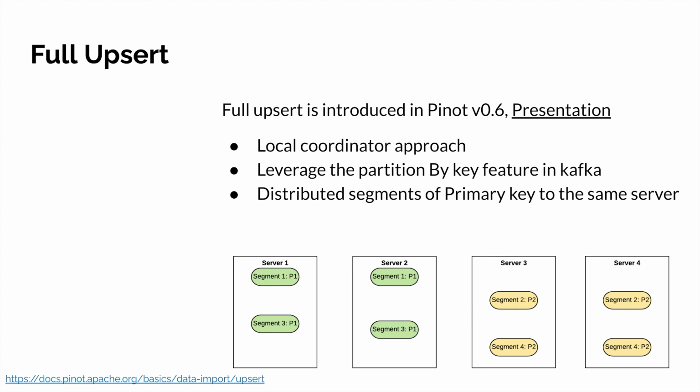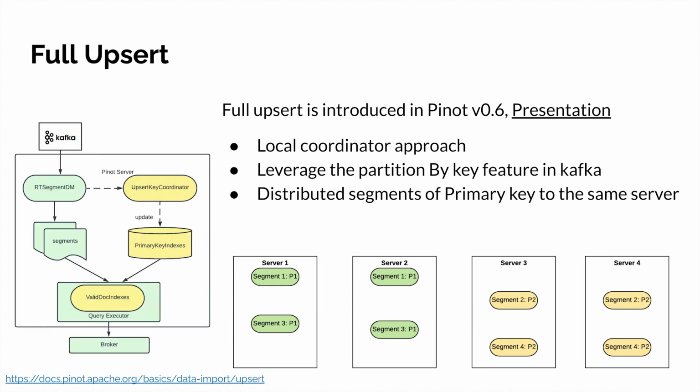Each primary key will be pre-partitioned in the source topic and get into the same partition, so that we can look up the previous record with the same primary key efficiently. So let's take a look at this architecture.